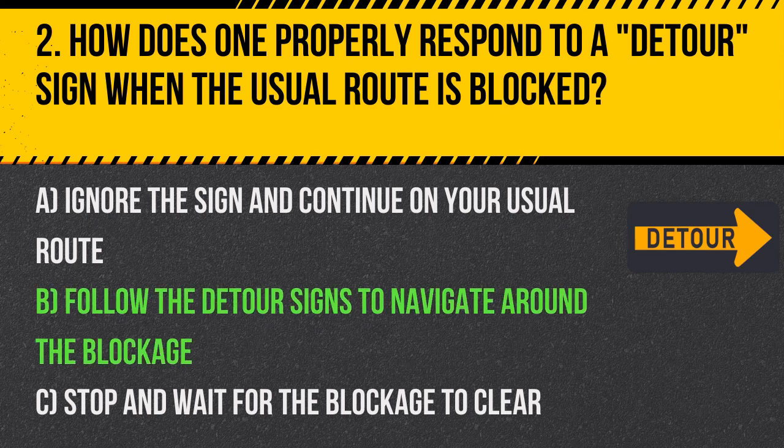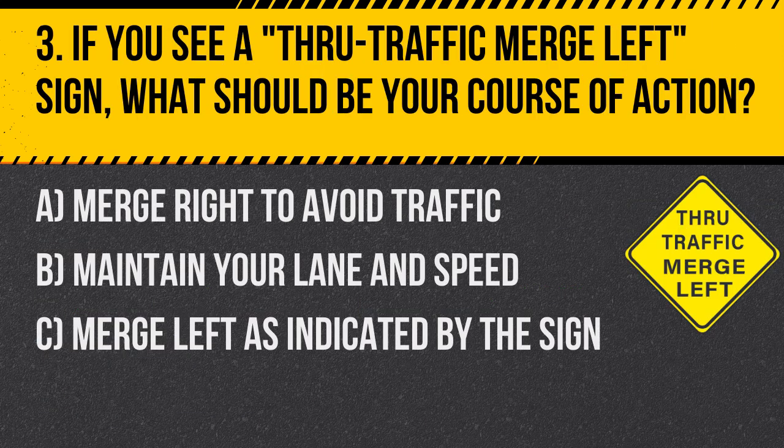Answer. B. Follow the detour signs to navigate around the blockage. Detour signs are put in place to safely redirect traffic around an obstruction. Question 3. If you see a through traffic merge left sign, what should be your course of action? A. Merge right to avoid traffic. B. Maintain your lane and speed. C. Merge left as indicated by the sign.